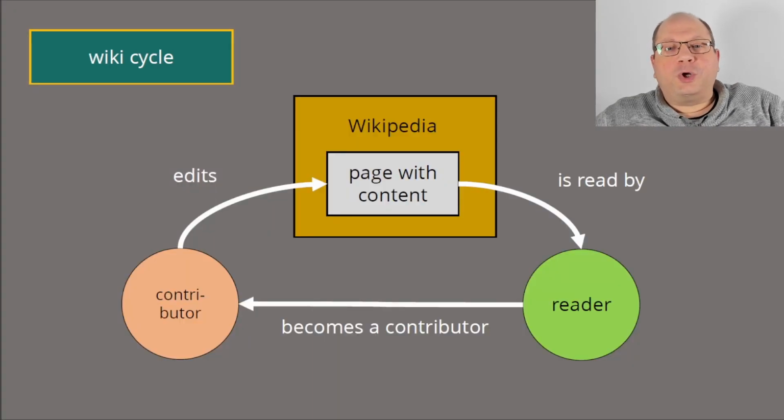How does a wiki grow and become huge? Let's look at Wikipedia. There is content. Readers come to Wikipedia and read the content. A few readers become contributors. The contributors then edit the content. Then there is more content, and more content attracts more readers. That is the general wiki cycle. When this works, the wiki does well.